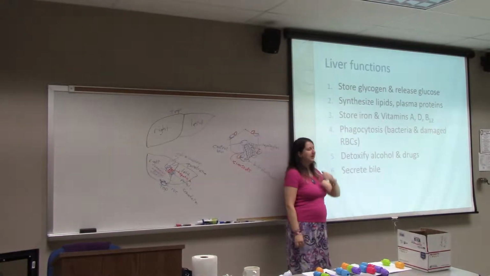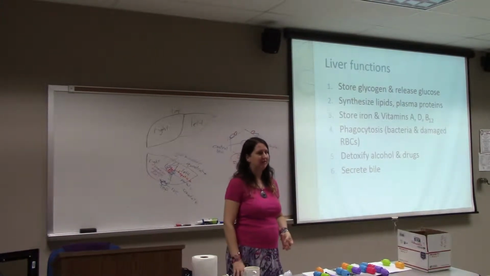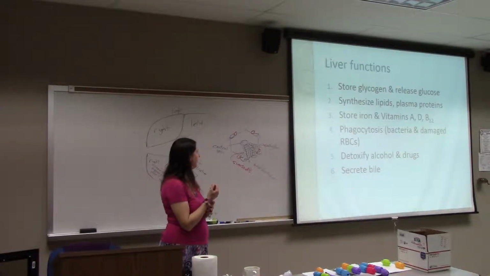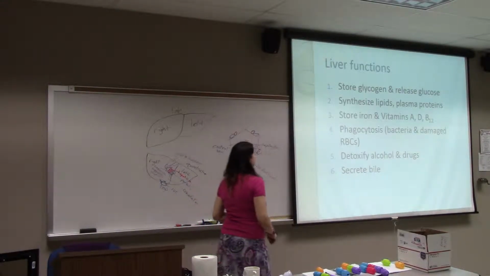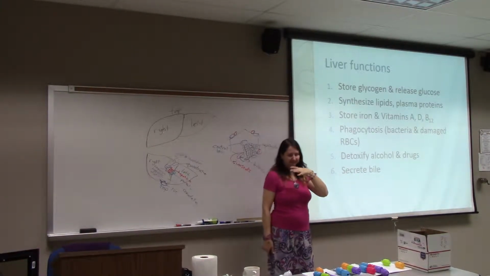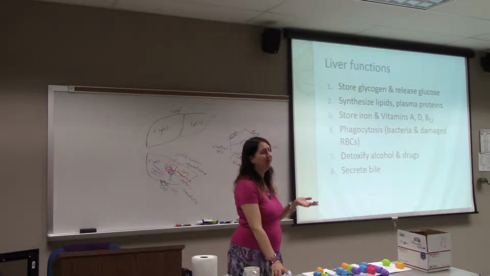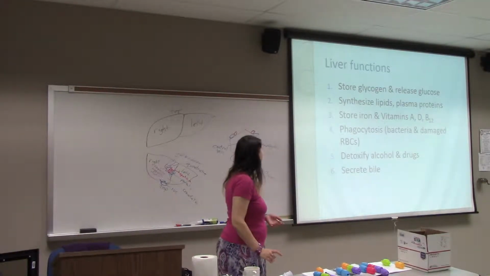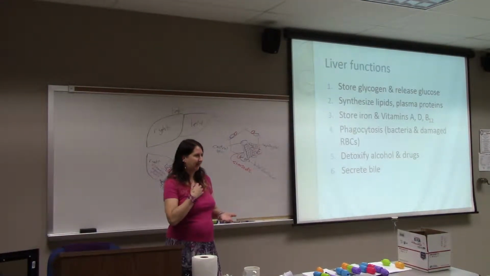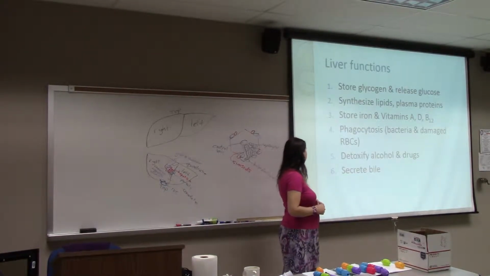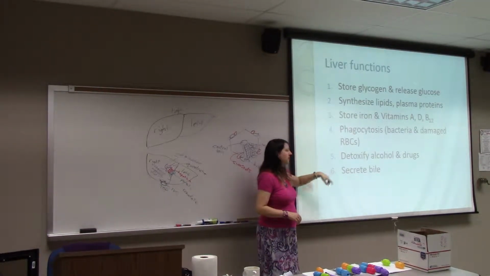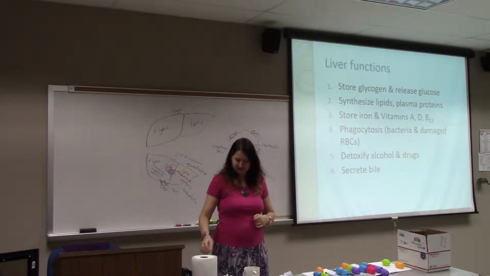Stores some other things like iron and vitamins that can be stored, which includes A, D, and B12. Some vitamins can't be stored. They're just excreted if you have some you're not using. Phagocytosis, that's done by the Kupffer cells to clean up pathogens or damaged red blood cells. And that's one of the reasons you can live without a spleen, is the liver takes up some of those functions anyway. Detoxifying alcohol and drugs, and then secreting bile, and that's the digestive function.